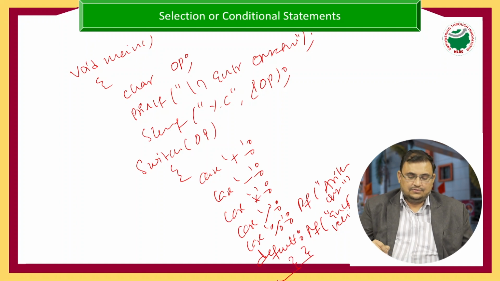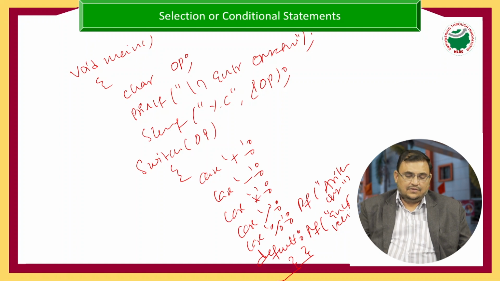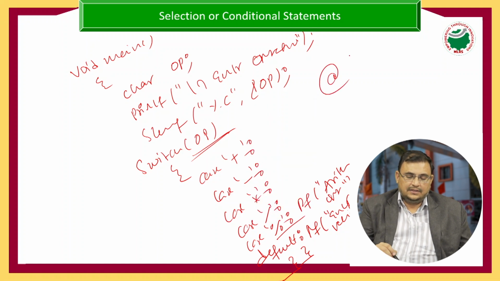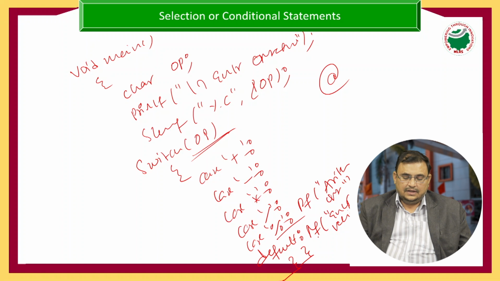In this we are not using any break statement. If the operator is plus or minus or asterisk or slash or mod, it will print arithmetic operator. If you type an operator such as @ that does not match any of them, it goes to the default case, which prints enter correct operator. Like this, we can perform multiple selection.